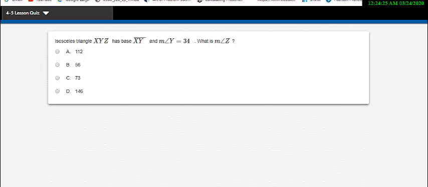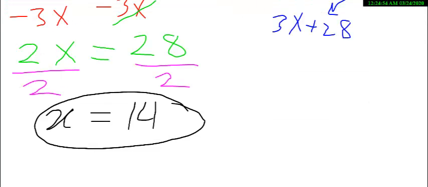Question number 3 states that isosceles triangle XYZ has base XY, and the measure of angle Y equals 34. What is the measure of angle Z? So I have to draw the triangle, and then use the given condition, the theorems, and the properties of the triangle. First of all, I need to get back to the plain paper to draw triangle XYZ with base XY. I have to make sure that the base is XY.